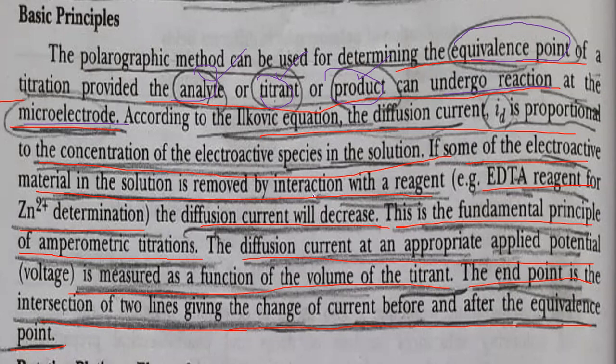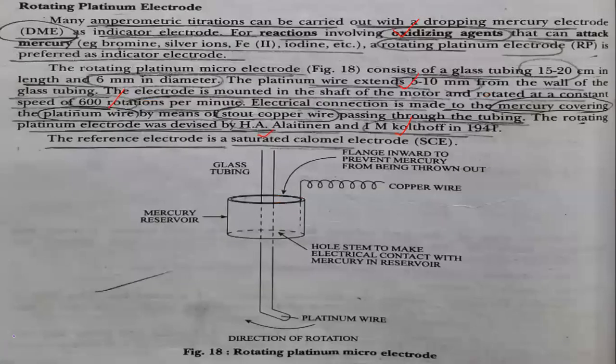The diffusion current at an appropriate applied potential is measured as a function of the volume of titrant added. The end point is the intersection of two lines giving the changes of current before and after the equivalence point.